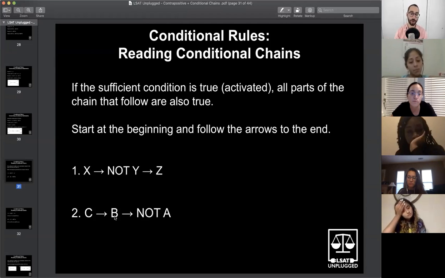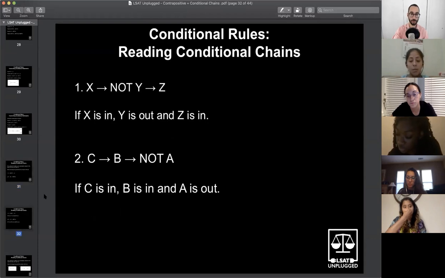B is in, A is out, but B in, C could be in or out. We don't know. Same on the top chain. If Y is out, Z is in, but Y being out doesn't tell you where X is. X could be in, could be out. We don't know. And it might look easy here, but when you have much longer chains, people start to go backwards on them, which you do not want to do. Again, the games play on that common student misconception. So again, just laying out what the meanings are here. Follow them in the direction in which they're pointing, and that's that.